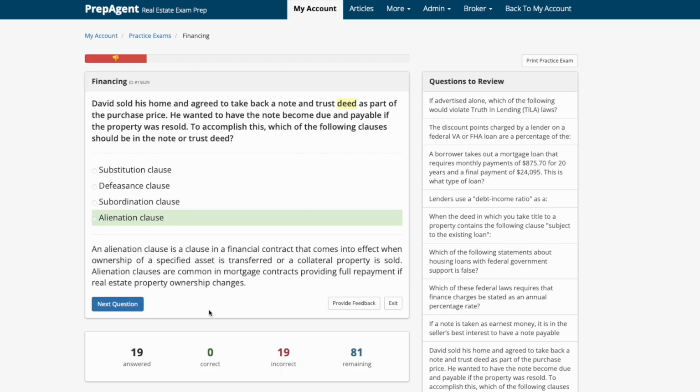An alienation clause. An alienation clause is a clause in a financial contract that comes into effect when the ownership of a specified asset is transferred or a collateral property is sold. Alienation clauses are common in mortgage contracts, providing full repayment if real estate property ownership changes.